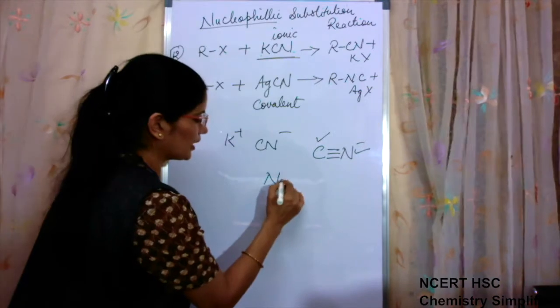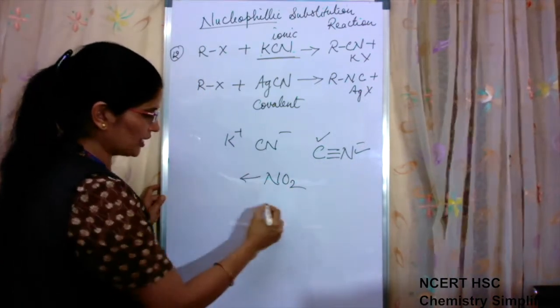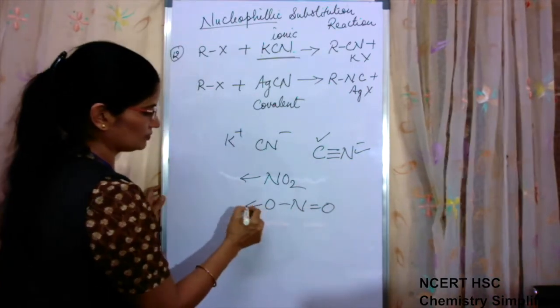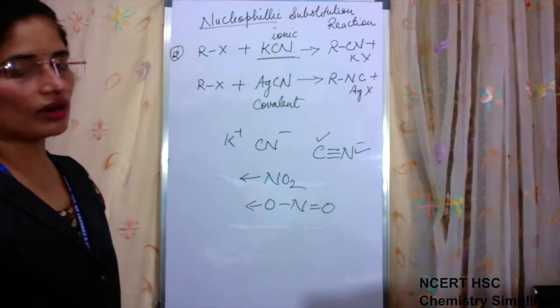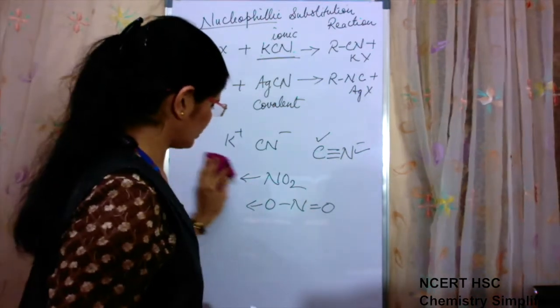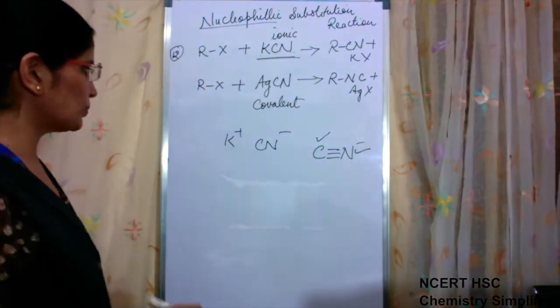Same is with the NO2 group. Attachment can also be through nitrogen and attachment can also be through oxygen. Such groups are called ambidentate groups. So cyanide is an ambidentate group.